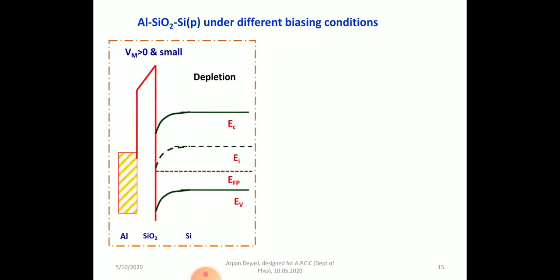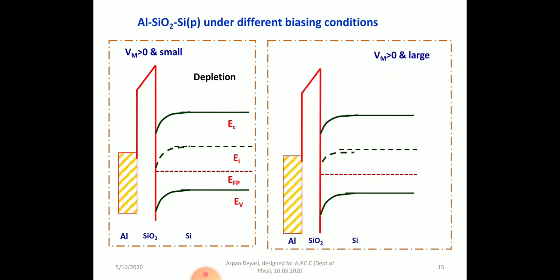Now I am going to the third case. The left hand side figure is shown already for depletion condition. Now take this depletion condition and increase the bias. That means metal voltage will be more and more positive. What will happen? You already have some electrons at the oxide semiconductor interface.